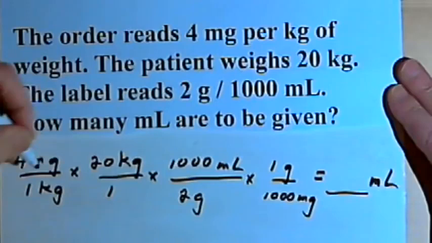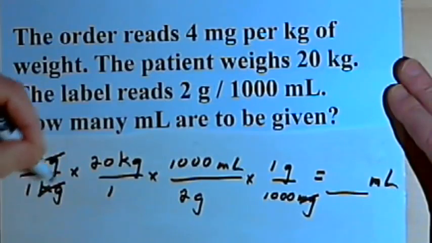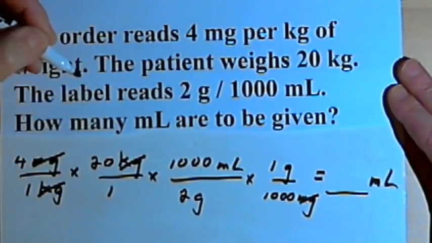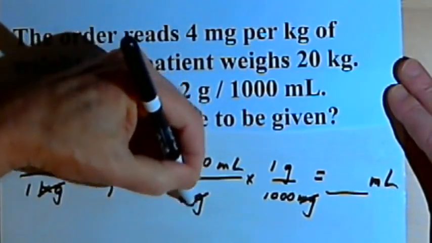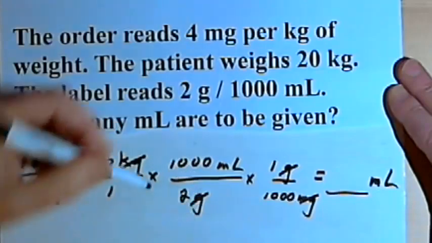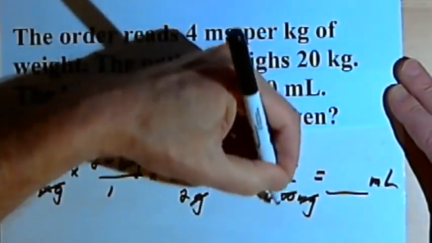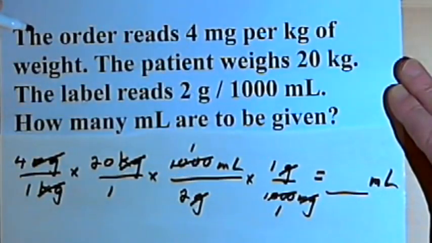Let's see. I've got milligrams over here and milligrams over here, so they'll cancel. I've got kilograms and kilograms, so they'll cancel. And I've got grams and grams, so they cancel. I can also get rid of the thousands that I have. Since I have 1,000 in the numerator, divide that by 1,000, and 1,000 in the denominator, divide that by 1,000.